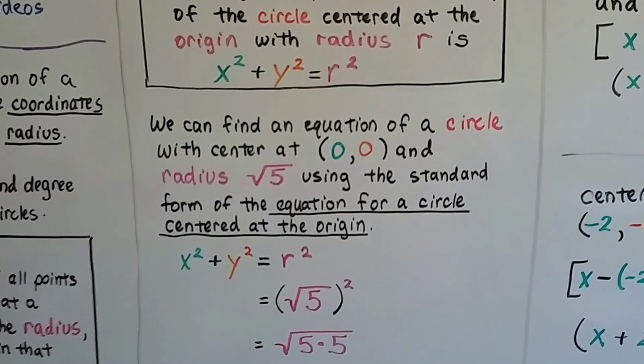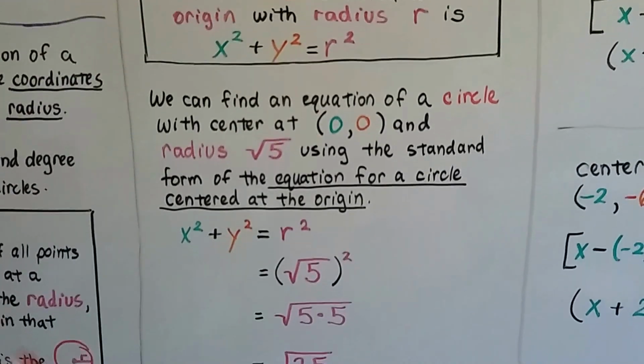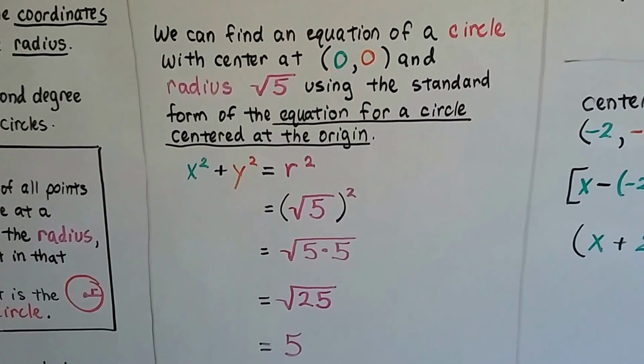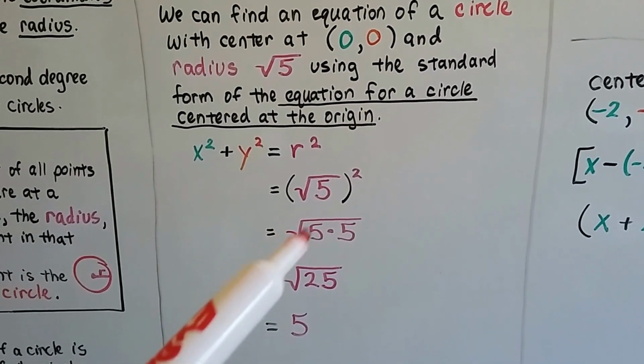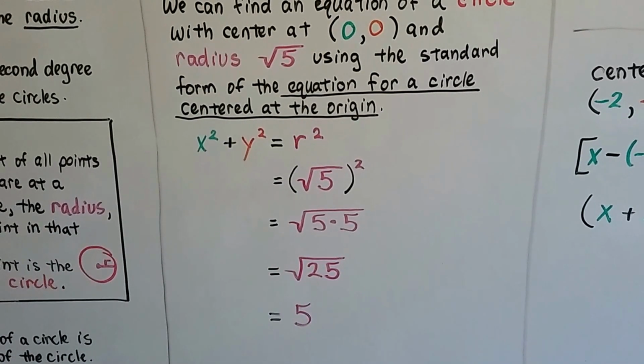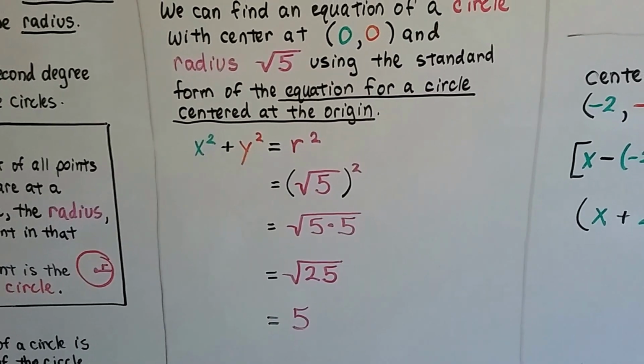We can find an equation of a circle with center at 0, 0, and a radius of the square root of 5 using the standard form of the equation for a circle centered at the origin, this equation. We put in our square root of 5 for r, and we get the square root of 5 times the square root of 5, which is the square root of 25, which equals 5. So x² + y² would equal 5. Okay?